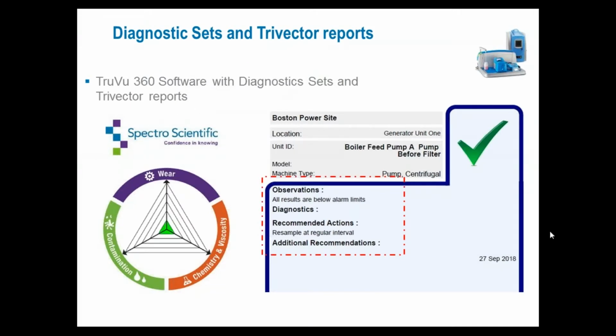So you get a report. So this is showing like the top half of the report. You get a big check mark. This report's all set. In other words, all results are below your alarm limits. So for the diagnostics, there are none. And the recommended actions is continue to resample at your normal intervals. And so this is best case report. Your trivector is indicating no issues with contamination, chemistry, or wear. You get the overall thumbs up, so you just go.